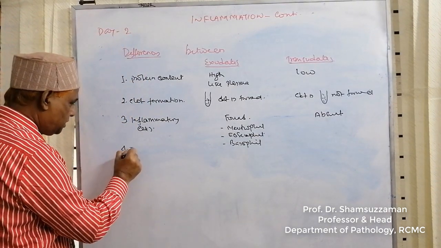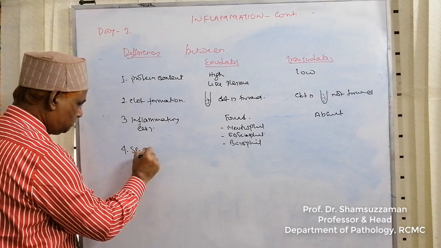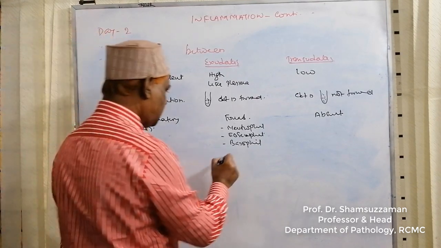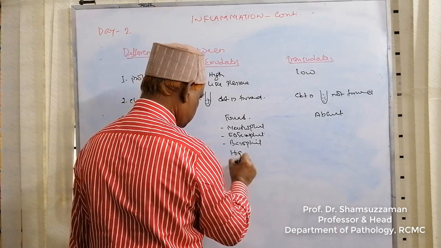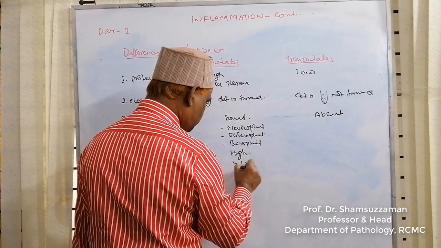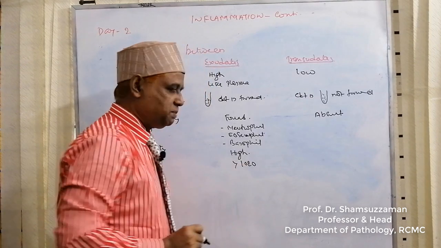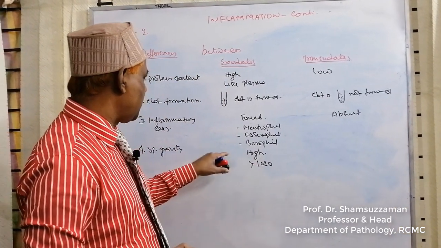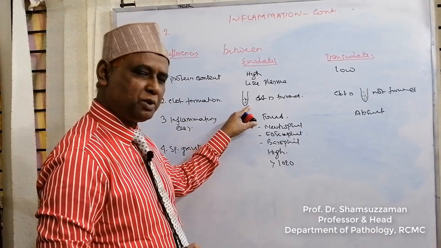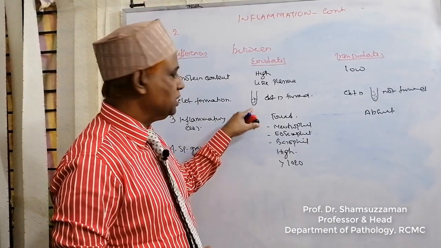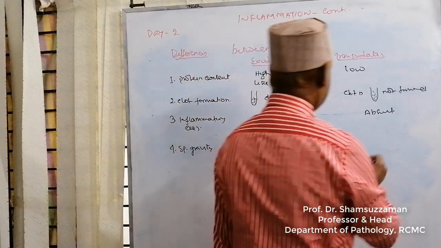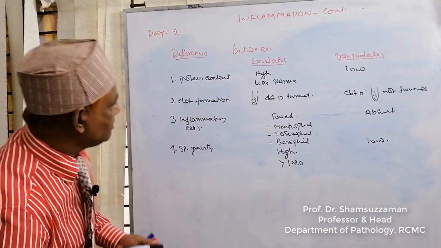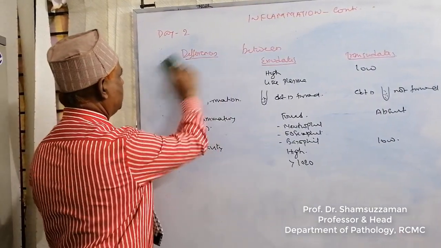Another difference, specific gravity. The specific gravity of exudate is high. It is more than 1020. Why is specific gravity high? The specific gravity of exudate is high due to presence of plasma protein and cells within the exudate. But in case of transudate, low specific gravity. So these are the differences between exudates and transudates.